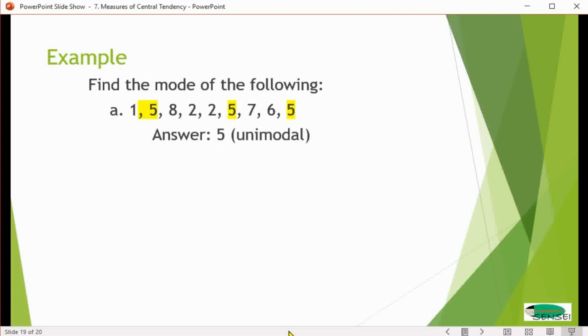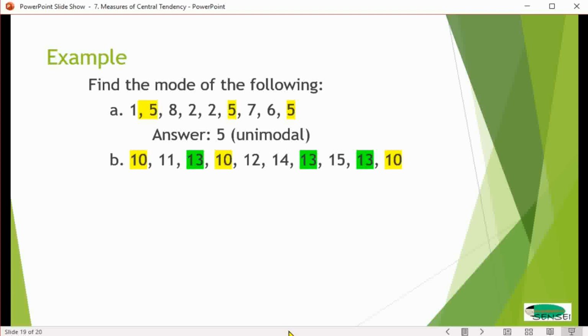Hence, our mode is 5. So what number is the most repeated? Then that is automatically your mode. And since we only have one mode in our distribution, then that is called unimodal. Next, we have the following, and the repeating numbers are 10 and 13. Both are considered as the mode of this distribution because they are tied in terms of how they are repeated in the distribution.